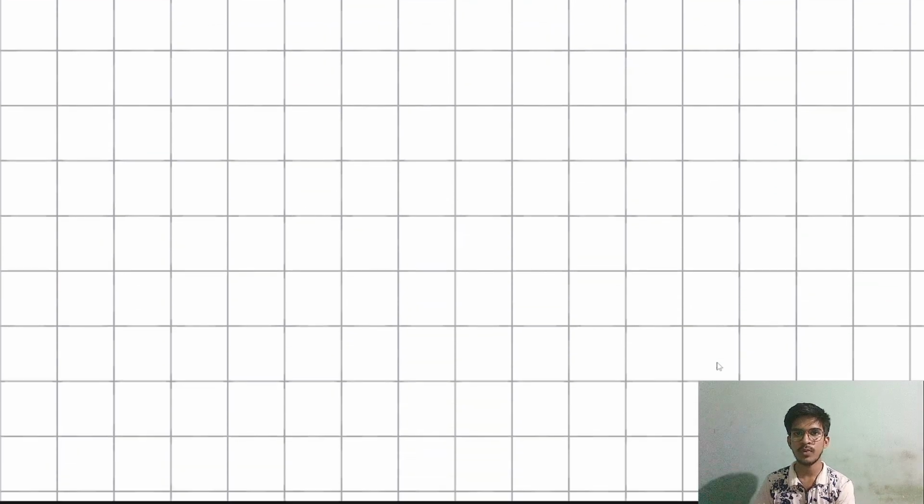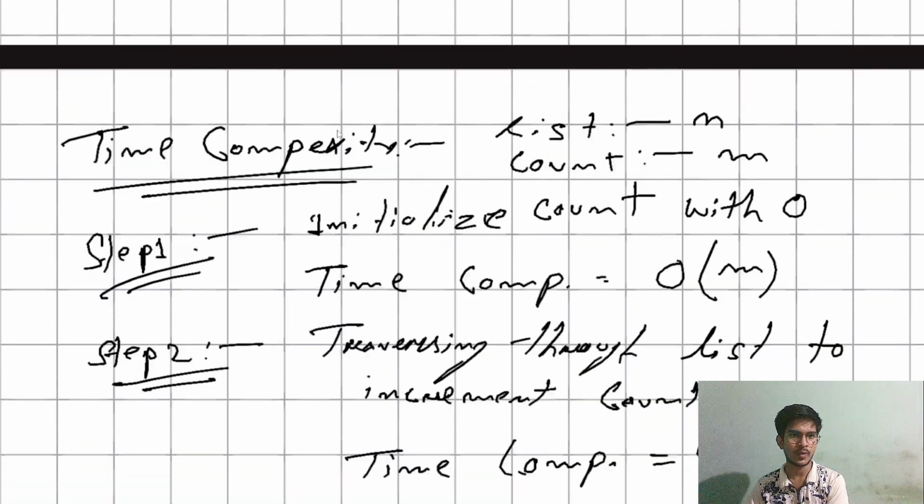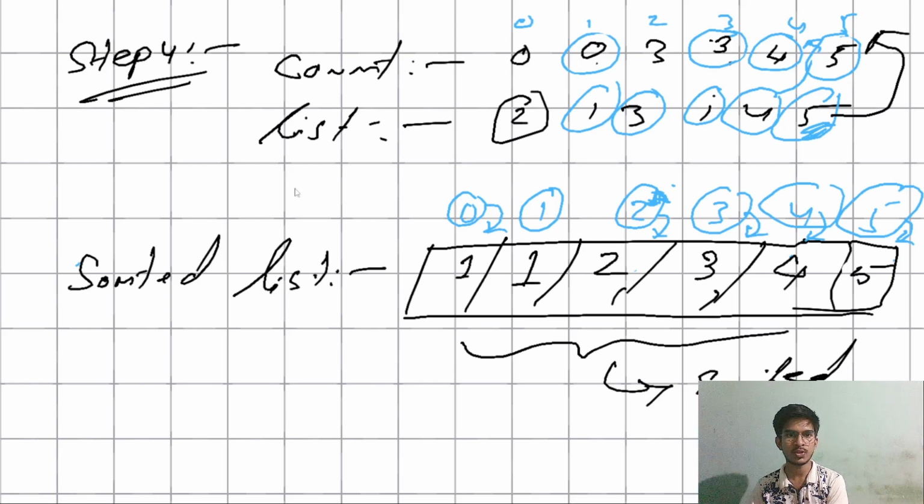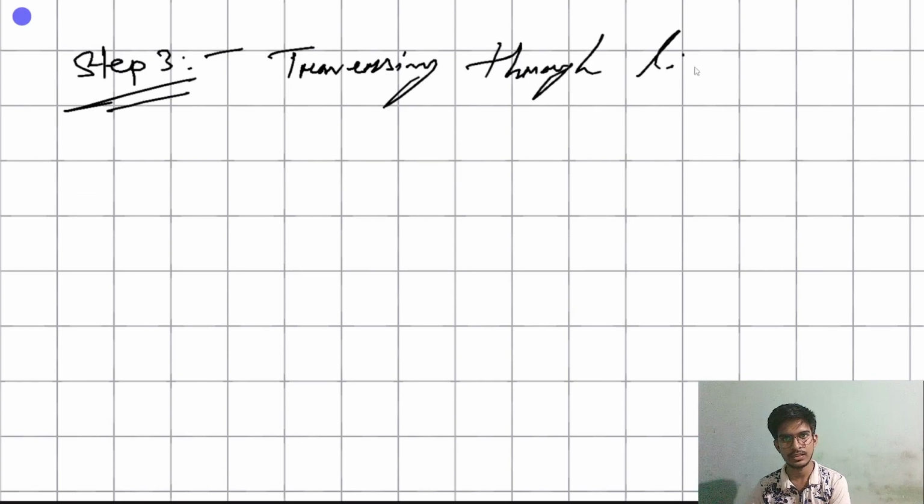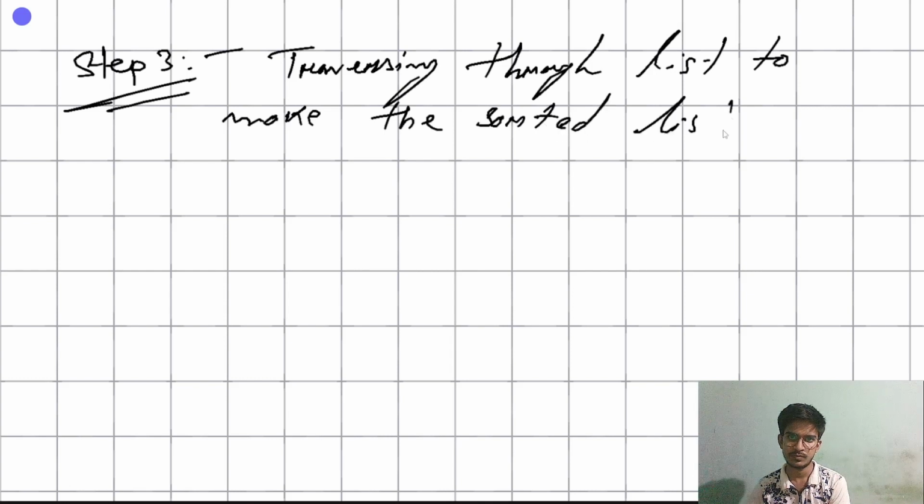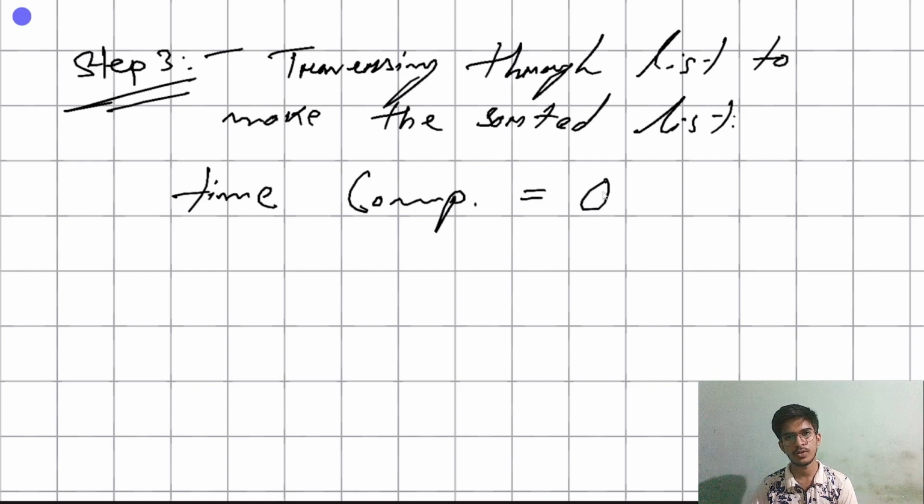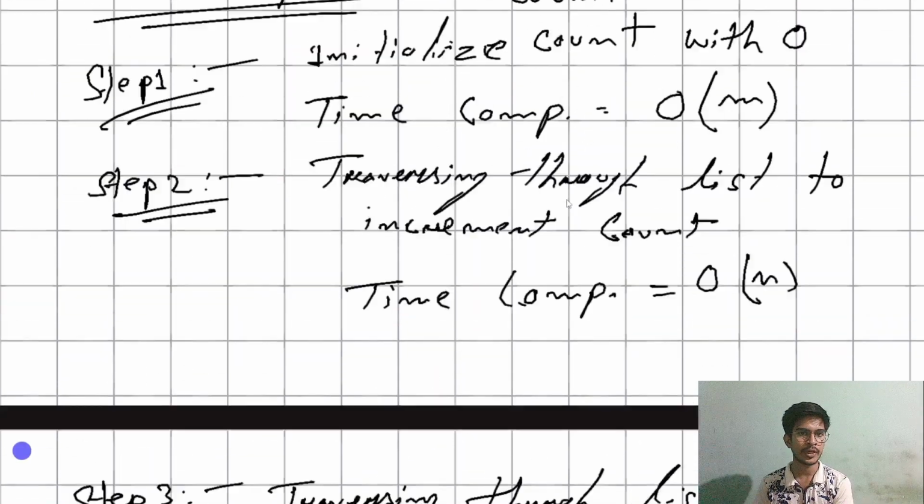And step 3, what will it have? In step 3, like this one is step 3, we are traversing through the list again. This one, then this one, then this one, right? So again, we are traversing the list to make the sorted list. That means it has a time complexity of O(n), because the list has a size of n. So that's the 3 steps, right? That's the whole working of the counting sort.